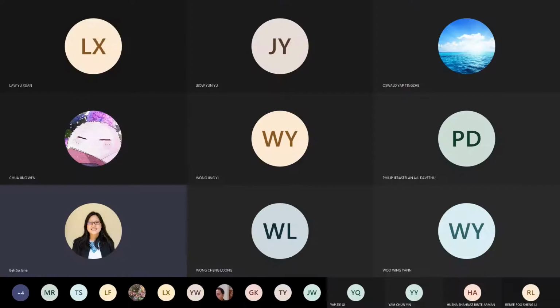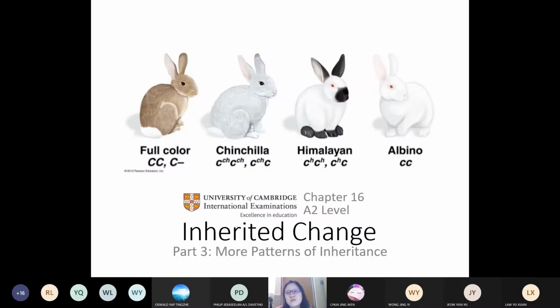Guys, welcome to chapter 16, part 3, more patterns of inheritance. So far you have learned monohybrid and dihybrid, and that's pretty much revision from what you already know in O levels or SPM. Right now, we're going to ignore chi-square for a while. I gave you the exercise that you can do.